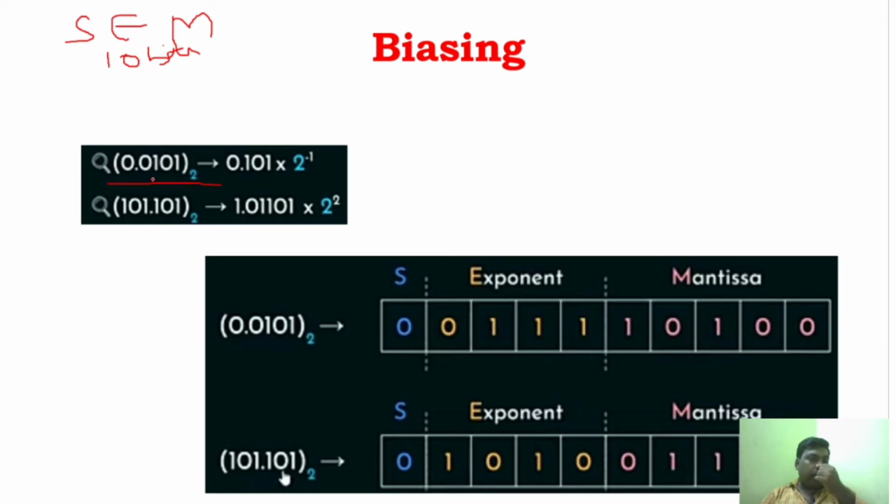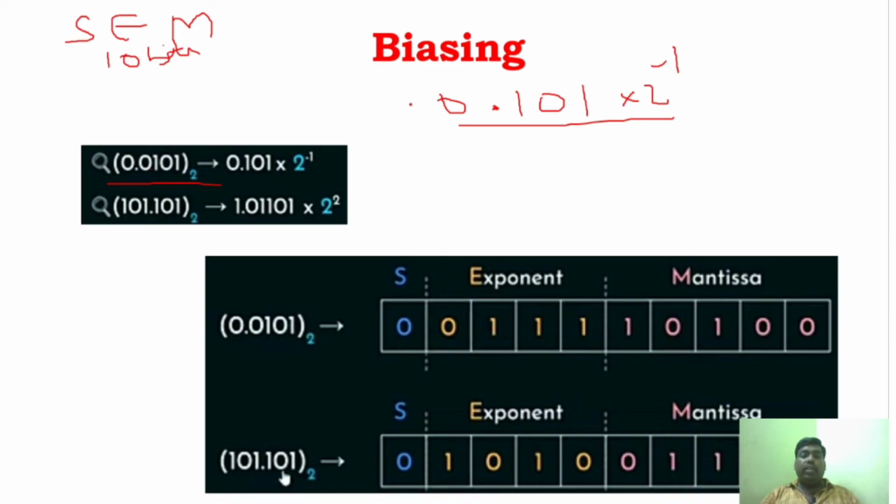Now what happens? 0.0101, right? Now I just shift this decimal point towards the right, and it becomes 0.101. That is what we are doing here: an explicit representation, that is, moving the decimal point to the left of the 1. M must be 1. So it is 0.101 times 2 to the power of minus 1.